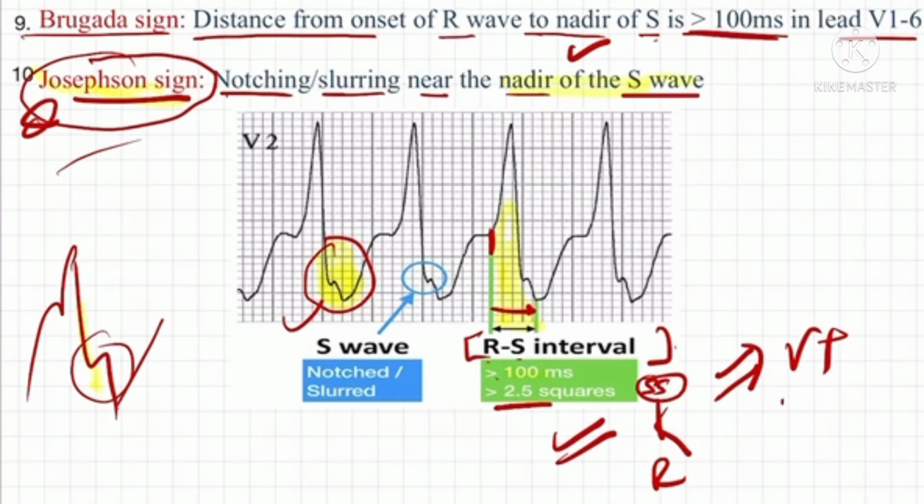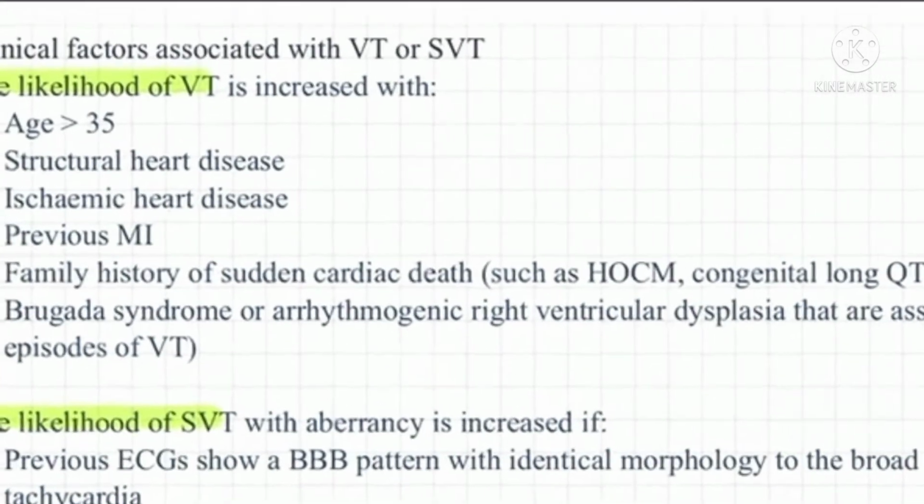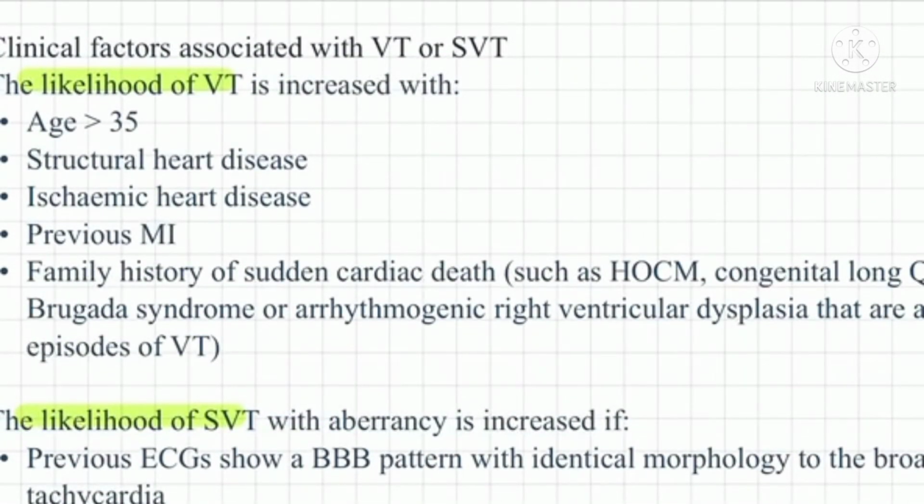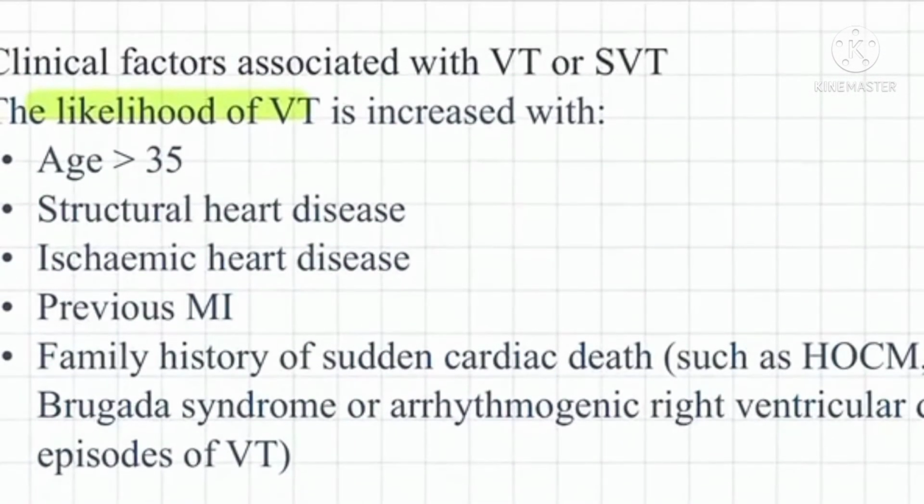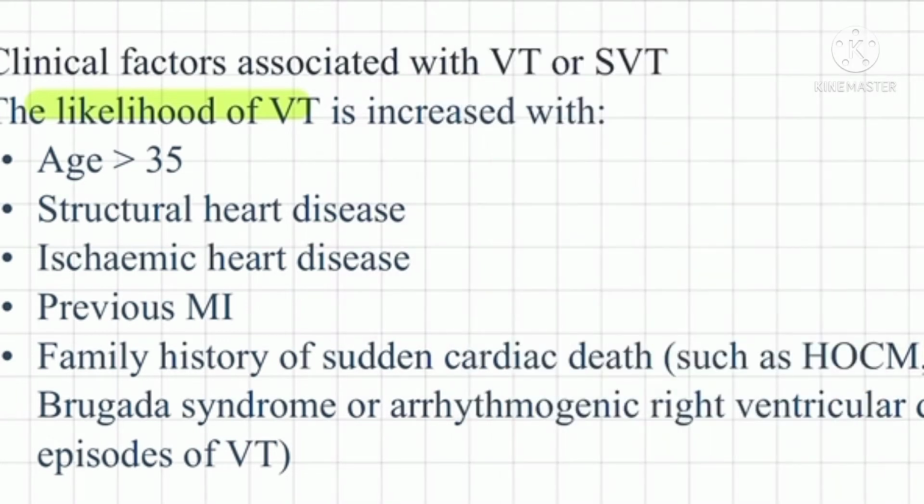More important than these, some are basic history points that help suggest the VT. These are the clinical features associated with VT and SVT. But we are discussing the likelihood features of the VT.